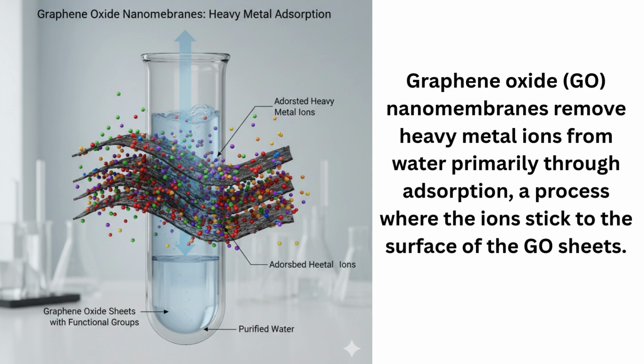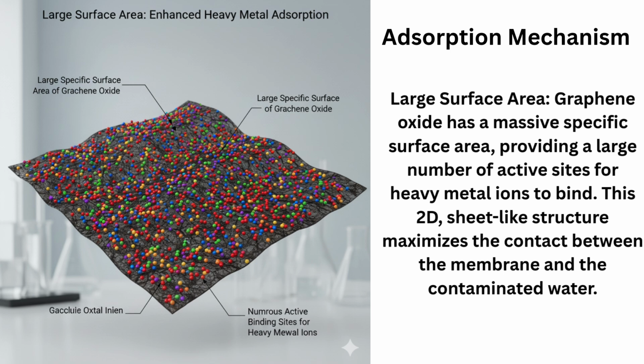Graphene oxide, GO, nanomembranes remove heavy metal ions from water primarily through adsorption, a process where the ions stick to the surface of the GO sheets. The high effectiveness of GO is due to its unique structure and chemical properties.